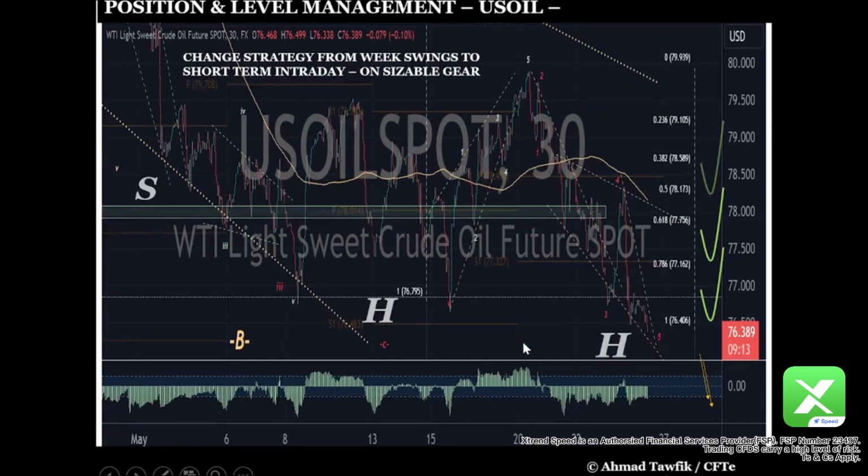Let's start with the 30. We had a bounce, of course, out of $76. Today, I believe we did 80, and then we're retracing back to 78. We all remember the strategy.